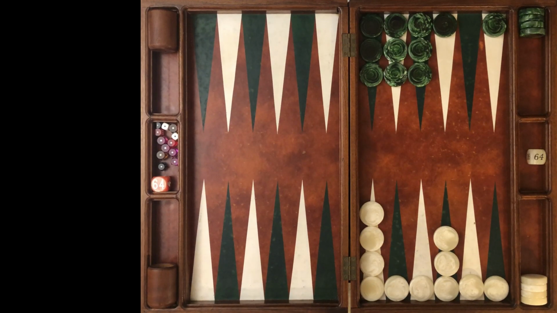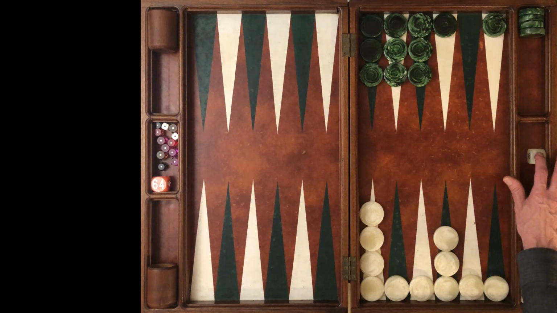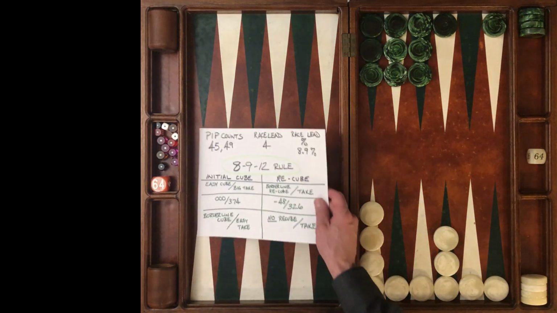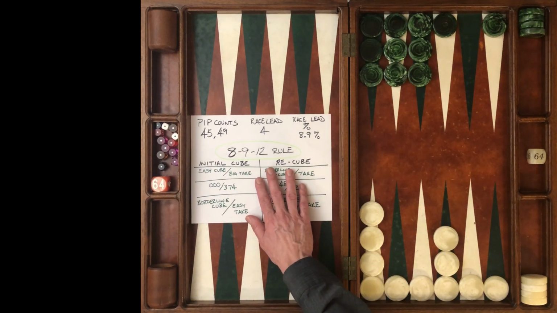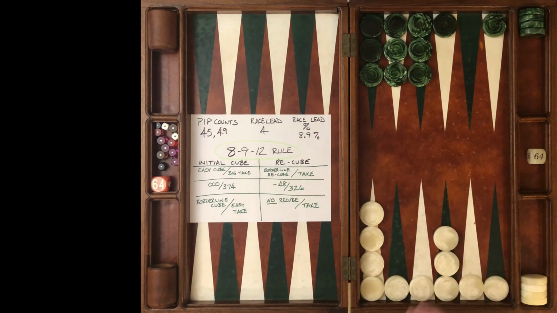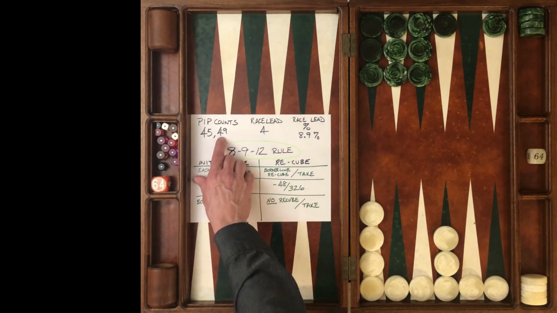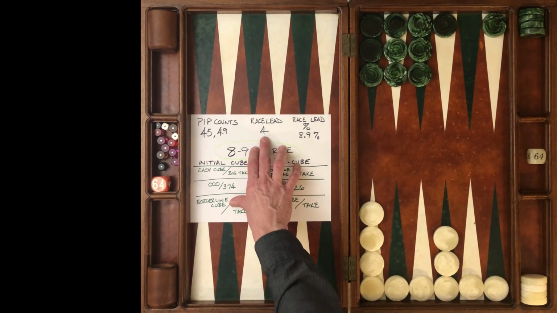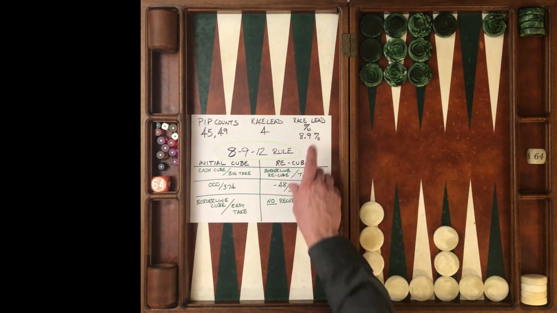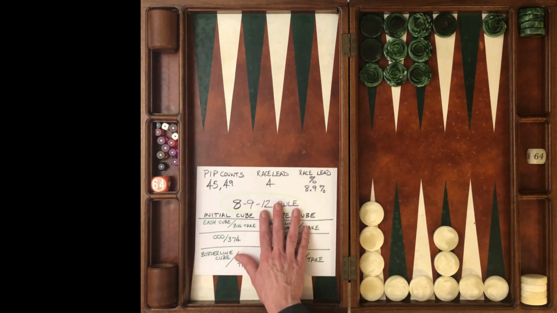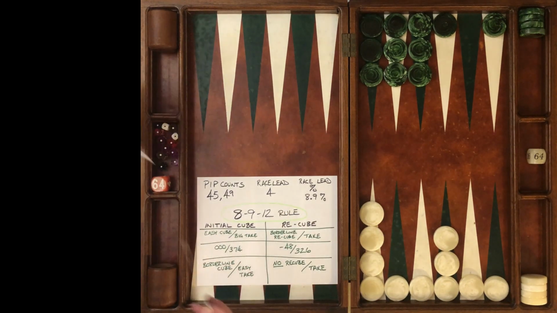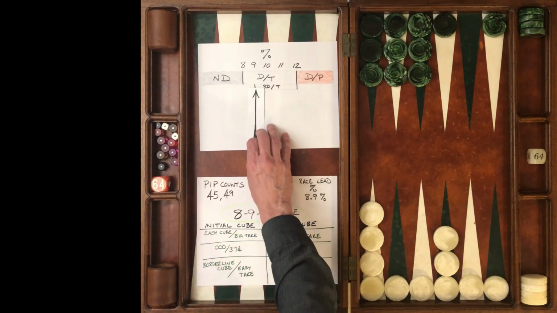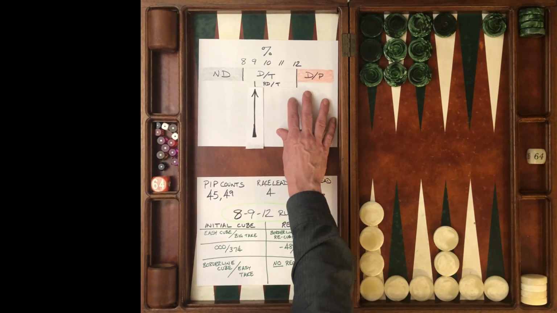Let's take a quick look at this example. We've counted our race here in this position. We determined that we have a race lead, and we're considering the cube. Now I'll get right to the answer because we're going to use our time more wisely on our actual technique, but this is just to demonstrate something. Our pip count is 45, our opponent's pip count is 49. We have a 4 pip race lead, and when we convert that to a percentage, we have an 8.9% race lead. Now, 8%, 8.9, it's very close to 9, so we're right there.